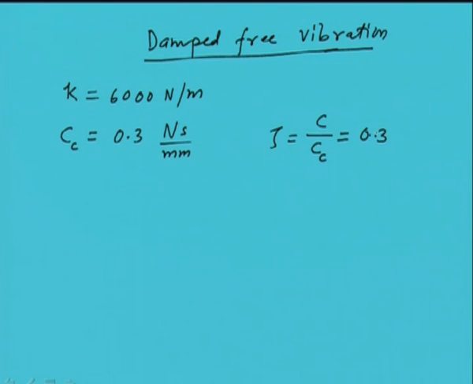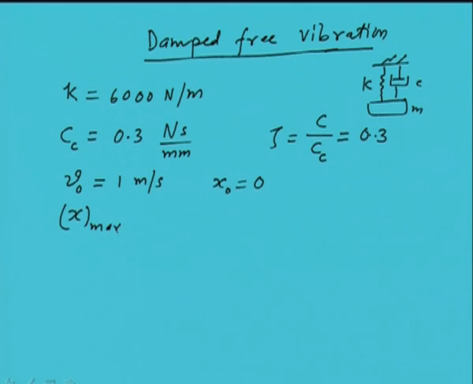Now we are giving an initial velocity to the system. We can consider this a single degree of freedom spring mass system, and we are giving an initial disturbance of 1 meter per second when the system is at the equilibrium position, so the initial displacement is zero. Now we have to obtain the maximum displacement this mass will have due to this initial condition.